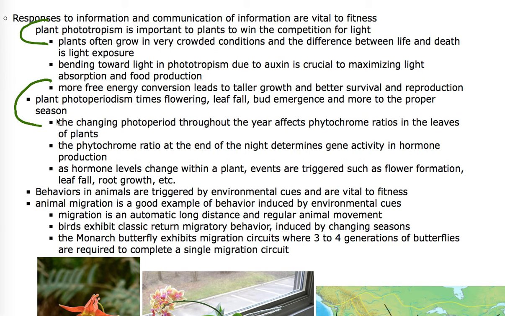Plant photoperiodism is not an unimportant physiology either, because if a plant can't time the correct behaviors or its correct responses throughout the year, the plant won't survive or its offspring won't survive. So the plant has to carefully monitor the time of the year using phytochrome, and as internal hormone levels change in response to the internal phytochrome levels, the plant will respond appropriately and produce offspring at the right time of the year. The last one is migration.